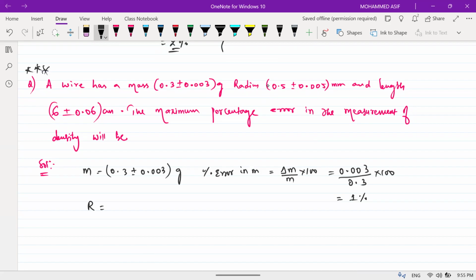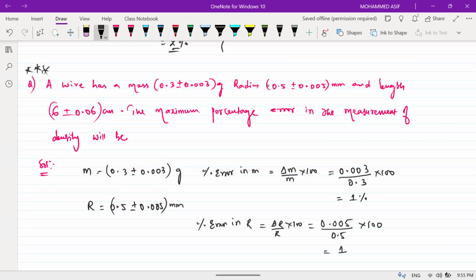ठीक है. उसी तरह से रेडियस दे रखा है कितना मेरे पास? r is equals to 0.5 plus or minus 0.005 mm. So percentage error इसमें कितना रहेगा बेटा? Percentage error in r will be equal to delta r divided by r into 100. Delta r value is 0.005 divided by 0.5 into 100. So this is also coming out for me 1%.